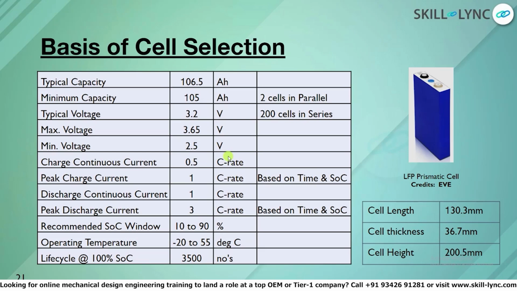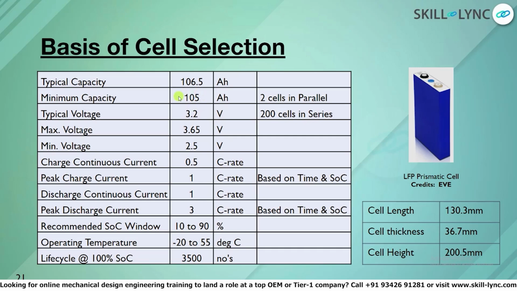So there could be a lot of cells. We have a lot of database, and you could also find out different cells which are available. When we select the cell, we have selected a prismatic cell, which is an LFP cell. And how do we know that? It's from the voltage over here, which is a typical voltage of 3.2 volts. So we have a cell which is 3.2 volts and it has a capacity of 105 Ah.